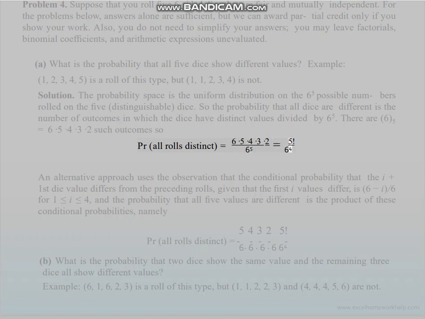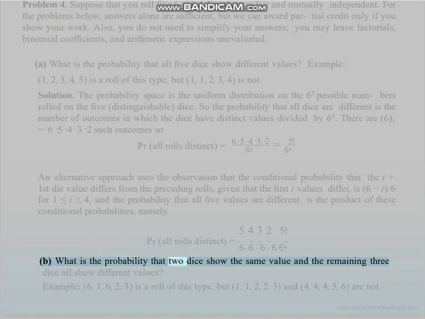An alternative approach uses the observation that the conditional probability that the (i+1)st die value differs from the preceding rolls, given that the first i values differ, is (6 minus i)/6, for 1 less than or equal to i less than or equal to 4. The probability that all 5 values are different is the product of these conditional probabilities, namely Pr[all rolls distinct] equals (5·4·3·2)/(6·6·6·6).